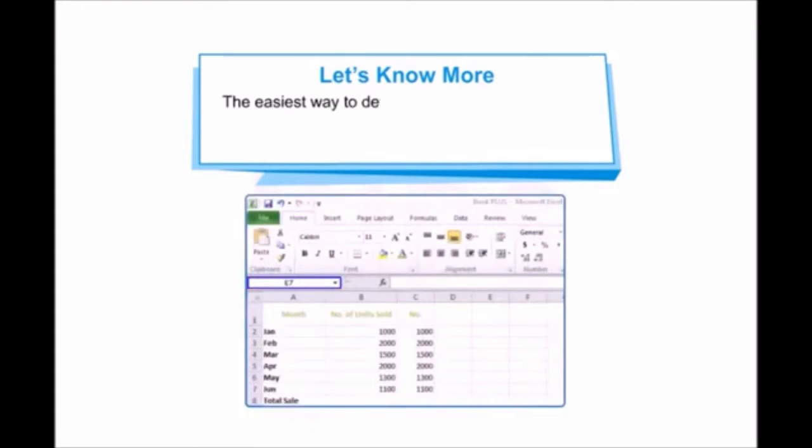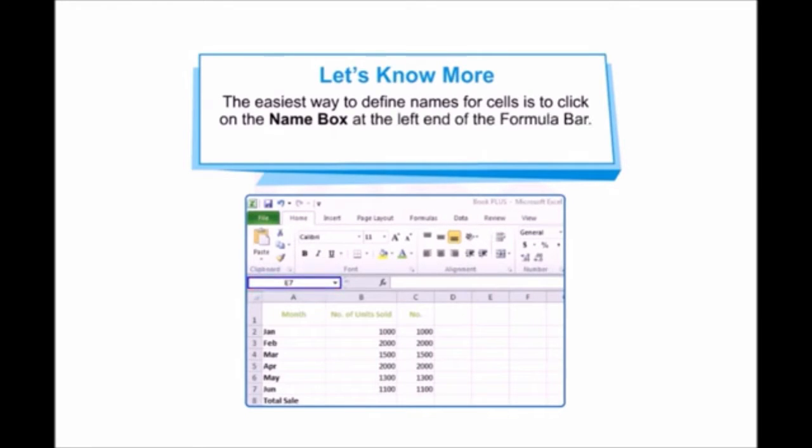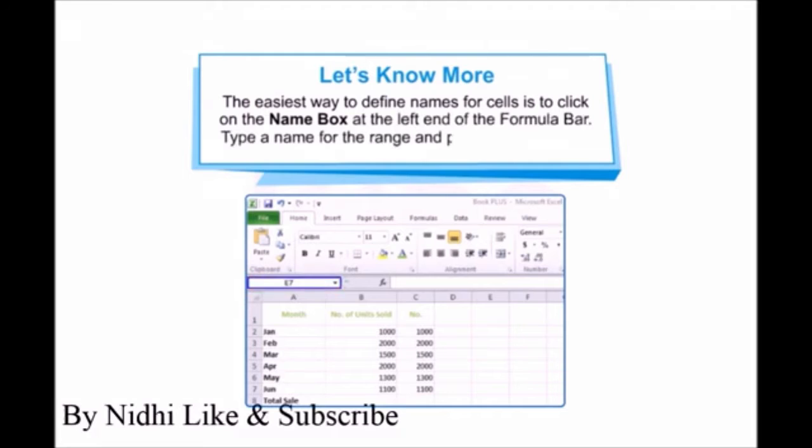Okay students, let's know more. The easiest way to define names for cells is to click on the name box at the left end of the formula bar. Type a name for the range and press the enter key.